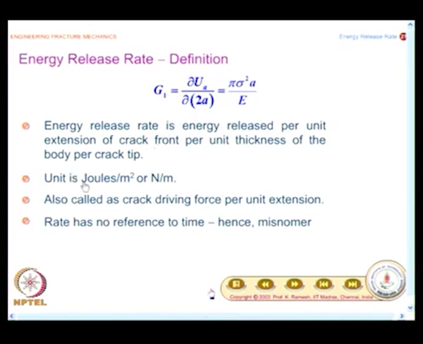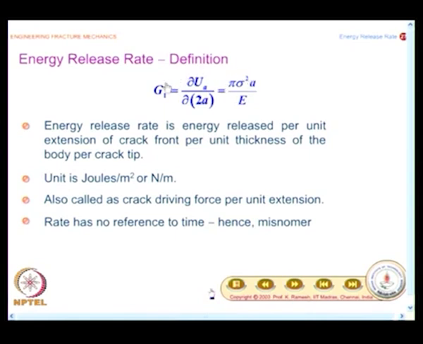And the units for energy release rate is joules per meter squared, or in other words Newton per meter, and this can also be called as crack driving force per unit extension. And a very important point to note is, whenever you have the terminology rate, you expect something to do with time. Here there is no question of time is brought in. So, calling this as energy release rate is in a sense a misnomer.